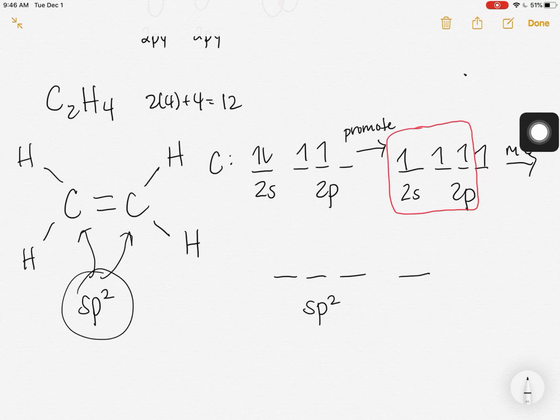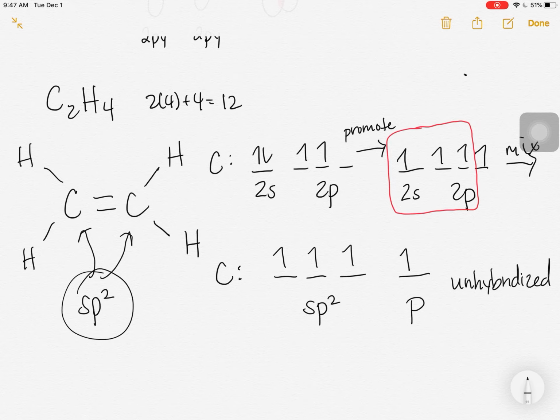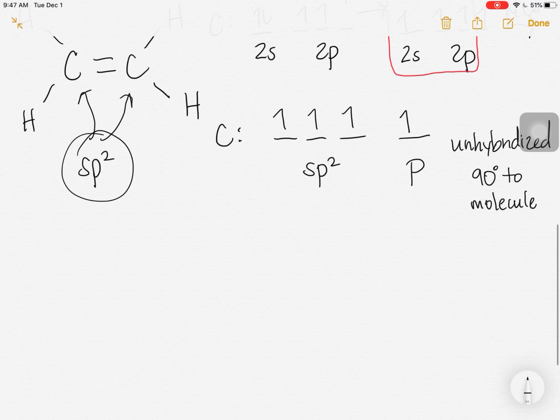But then here's the kicker. I have an unhybridized p orbital, and in this case it's got an electron in it. So this is the deal for each of these carbon atoms. There's 3 sp2 orbitals and there's an unhybridized p orbital. And what we're going to learn in a minute is it is going to be perpendicular to the molecule. Now, I don't have models with me, and I'm drawing on a screen, so I'm going to do this the best that I can to attempt to show you what this looks like.